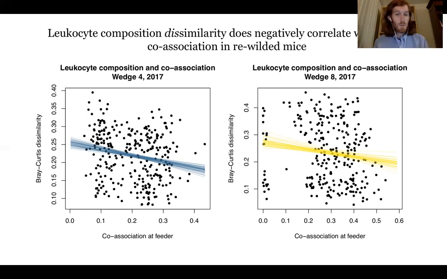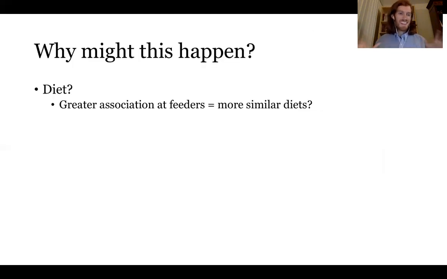Now, there's a couple possible reasons for this that I'm hoping to explore going forward. So one possibility is that it's really a manifestation of diet, where mice that have a greater association at feeders actually just have more similar diets. Maybe they spend more time at feeders, and so they eat the same thing. And so that's one thing that I'm going to be able to dig into a little bit.